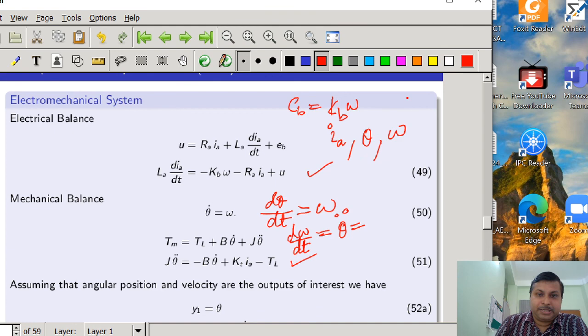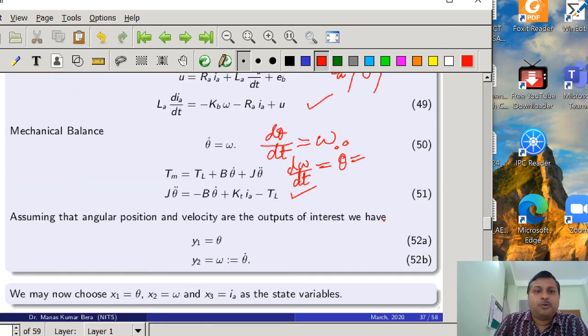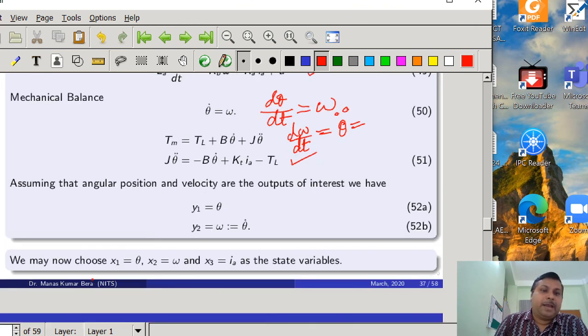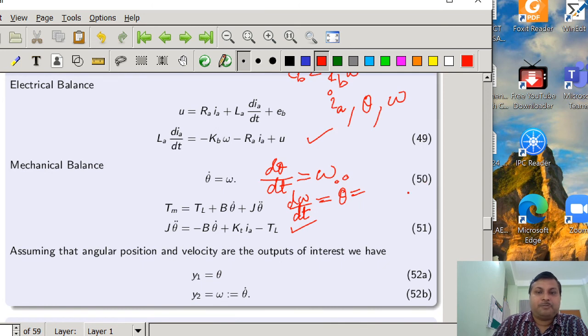As we have seen, the system output could be the angular position of the shaft and the angular velocity of the shaft. So y1 and y2 are the two outputs, and we will now give names to these chosen state variables, that is x1 is equal to θ, x2 is equal to ω and x3 is equal to Ia. Then after assuming the state variables θ, ω and Ia, now we have to transform the equations 49, 50 and 51 with the help of the defined state variables x1, x2 and x3, which is very easy to write.